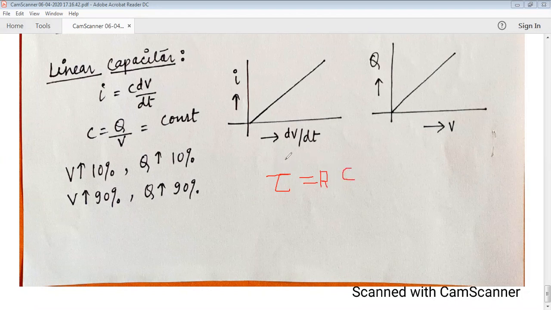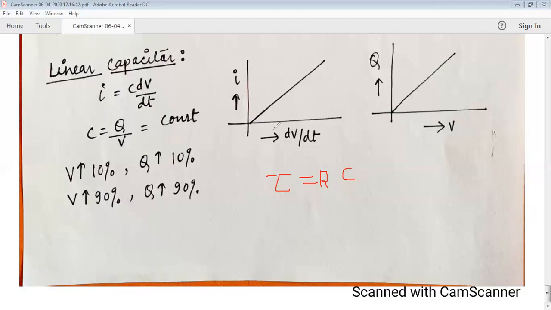Because of this time constant, the capacitor does not allow sudden change of voltage, because practically the circuit will have some time constant, and to allow sudden change of voltage across the capacitor, it is not possible to provide infinite current. Why? Here see dV by dt, and if time is equal to 0, that means sudden change. If time equals 0, then this term will become infinite. So current will be infinite. Practically it is not possible to provide infinite current. So the capacitor does not allow sudden change of voltage.